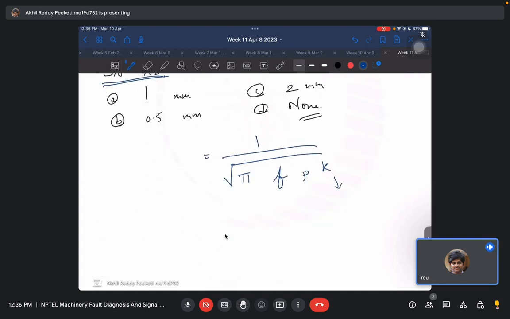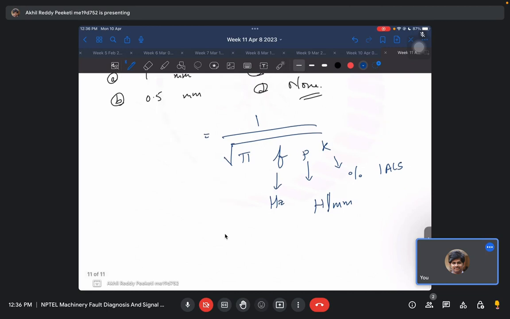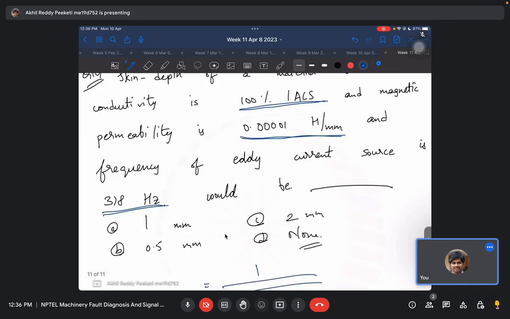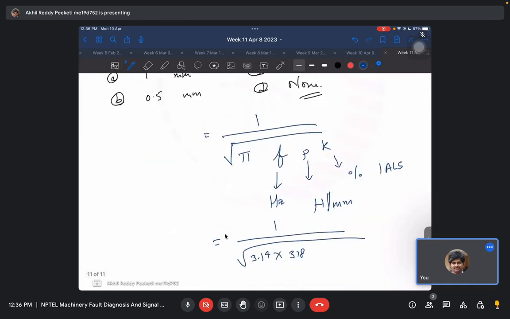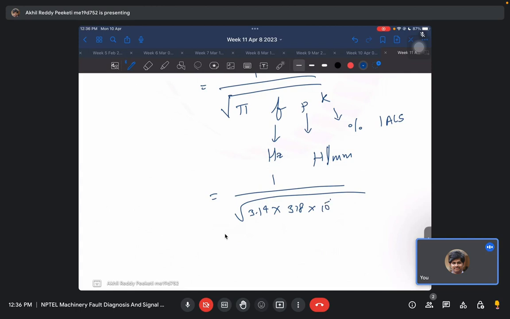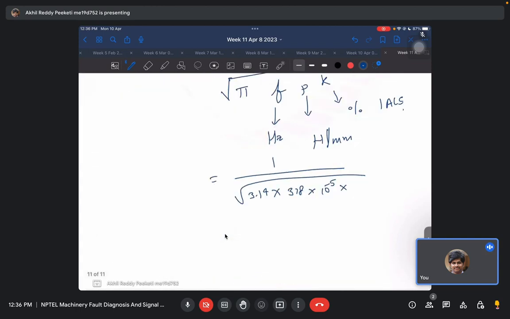So this is the conductivity in percentage IACS. This is an international standard where materials are compared with copper, I think, in terms of conductivity. Mu is the permeability in H per mm, and f is the frequency in hertz. Pi is the constant. If you substitute the values which are given, pi is 3.14, frequency is 318 hertz, and mu is 0.401 times 10 power minus 5, and percentage IACS is 100.